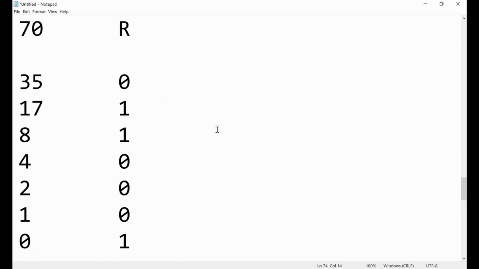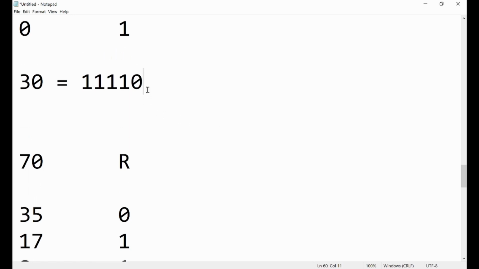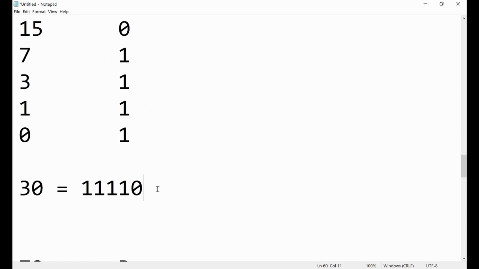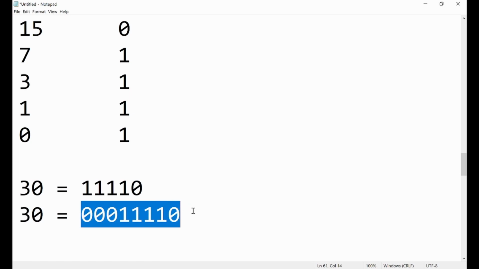Please, are you here? Let's check this one. How many bits is this answer? This answer is in 5 bits. When you're asked to leave your answer in 8 bits, how will you leave your answer? 000 11110. Is that it? Exactly. This is 30 in binary in 8 bits.